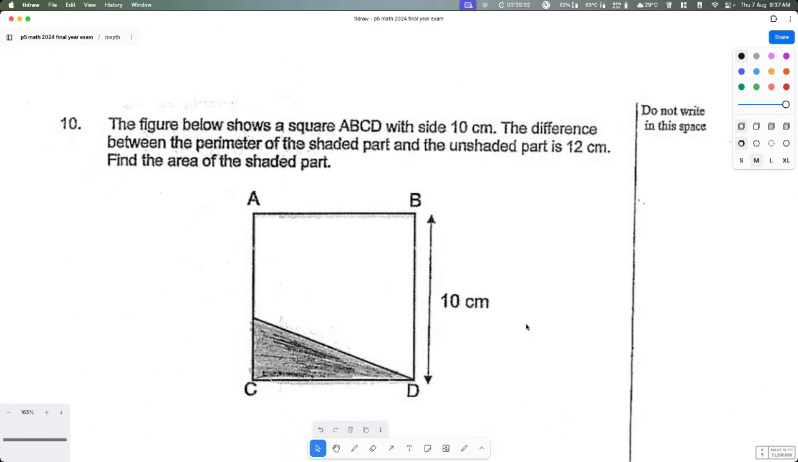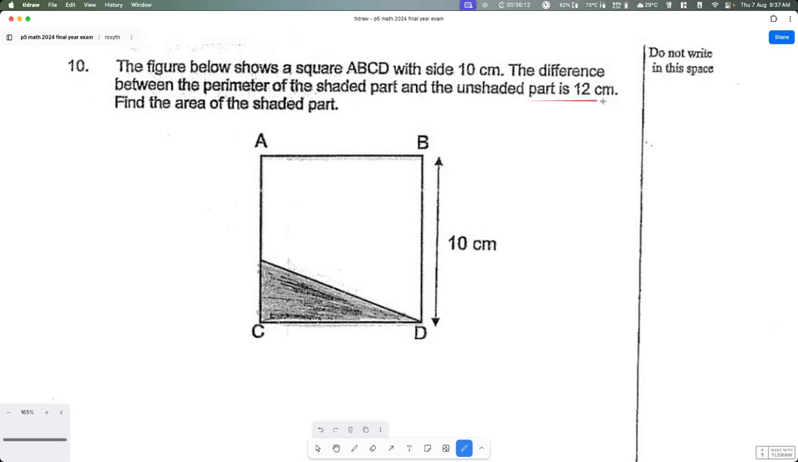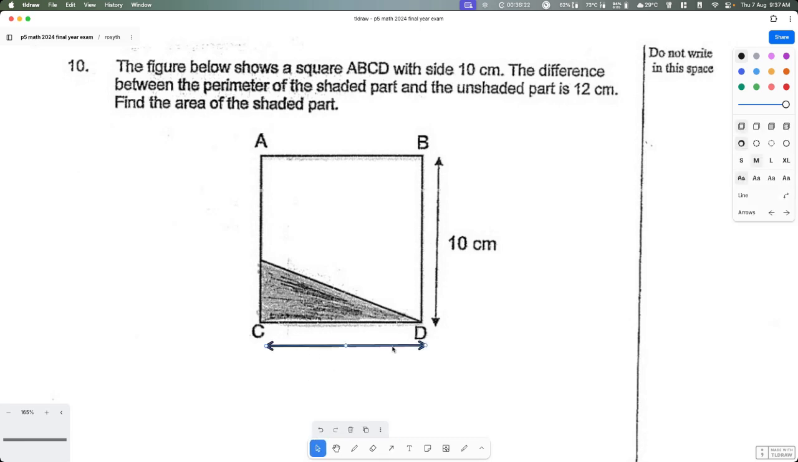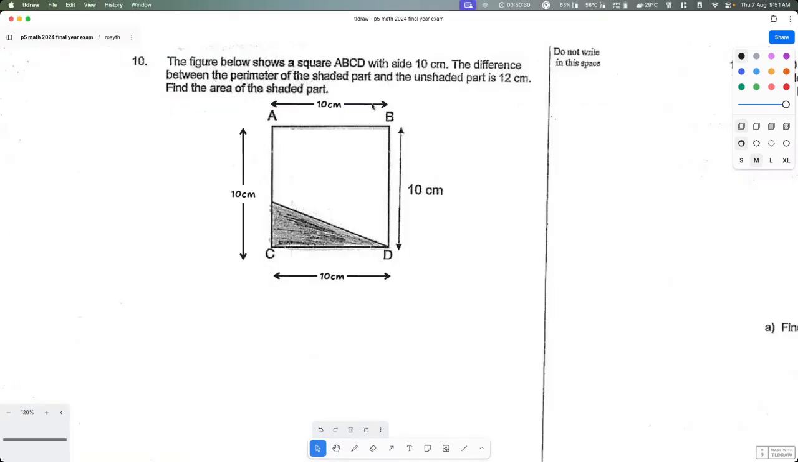Question 10 over here. It says here the figure below shows a square ABCD with side 10 centimeters. The difference between the perimeter of the shaded part and the unshaded part is 12 centimeters. Find the area of the shaded part. Okay, so we know that this whole side, we just draw an arrow, is 10 centimeters. I drew every single side as 10 centimeters as well.